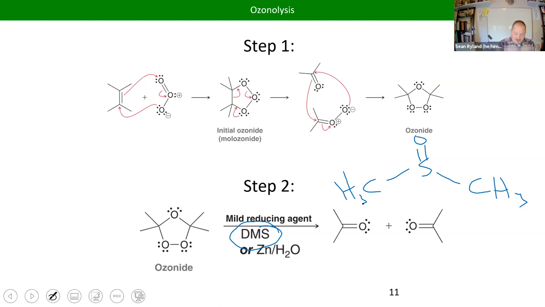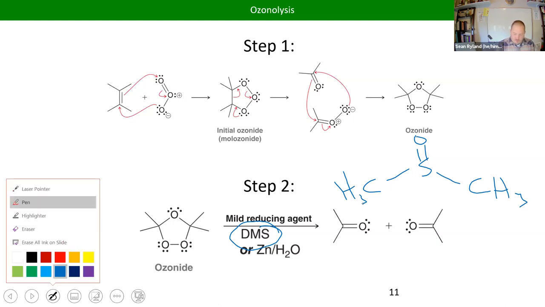All right, so the exact mechanism for that is going to depend on what our mild reducing agent is, so I won't ask you about that. I'd be more likely to ask you to draw the intermediates here, the actual mechanism arrows, especially when it comes to that rearrangement from the molozonide to the ozonide.